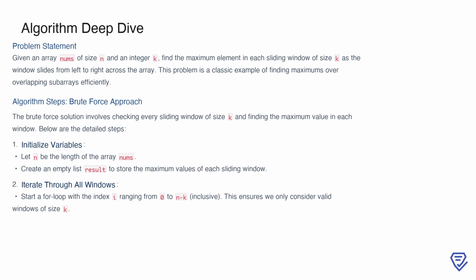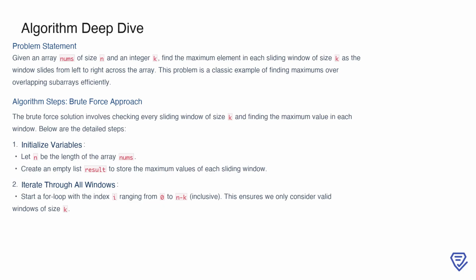One simple approach to solve this problem is the brute force method. Here, we start by initializing two important variables, n, which represents the length of the array nums, and an empty list called result to store the maximum values for each window. Once these are set up, we iterate through the array, ensuring we only consider valid windows of size k. This is achieved by looping from index 0 to n-k, where n-k represents the last position where a full window of size k can fit.